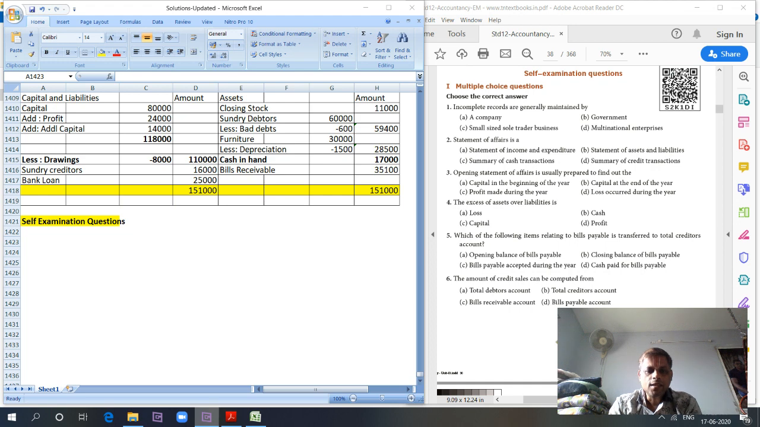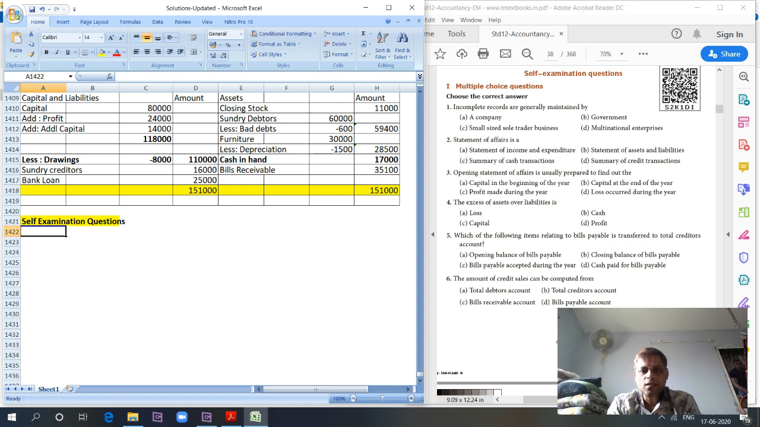Let's get into the further questions. We are into self-examination questions on accounting from incomplete records, standard to accountancy. We have done with the illustrations, and now we'll go to the self-examination questions and then further exercises. Today we'll cover the multiple choice questions and see why each answer is relevant.